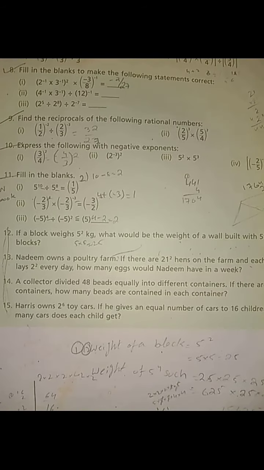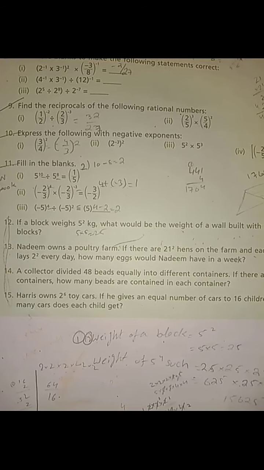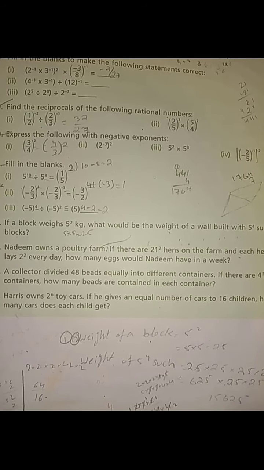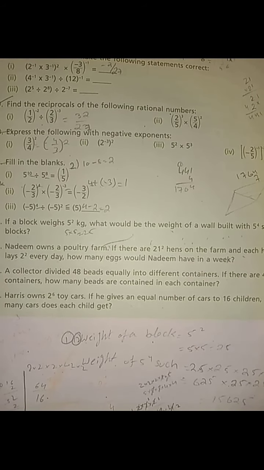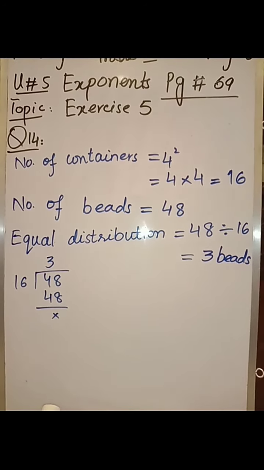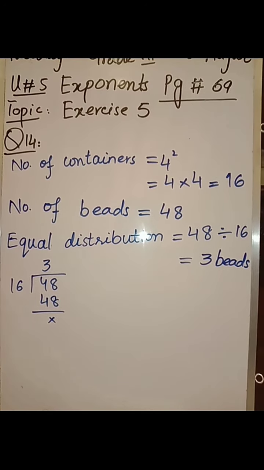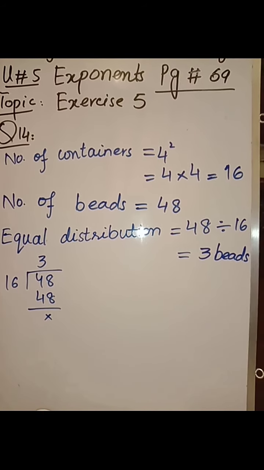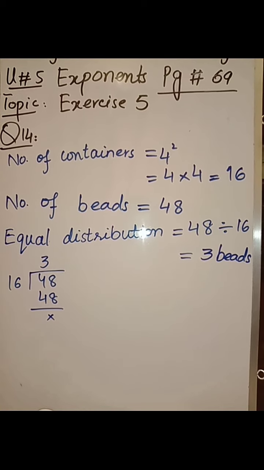Now in question number 14 we have a collector who divided 48 beads equally into different containers. If there are 4 square containers, how many beads are contained in each container? Let's have a look. We have the number of containers equal to 4 square, which means 4 multiplied by 4 is equal to 16, and the number of beads is equal to 48.